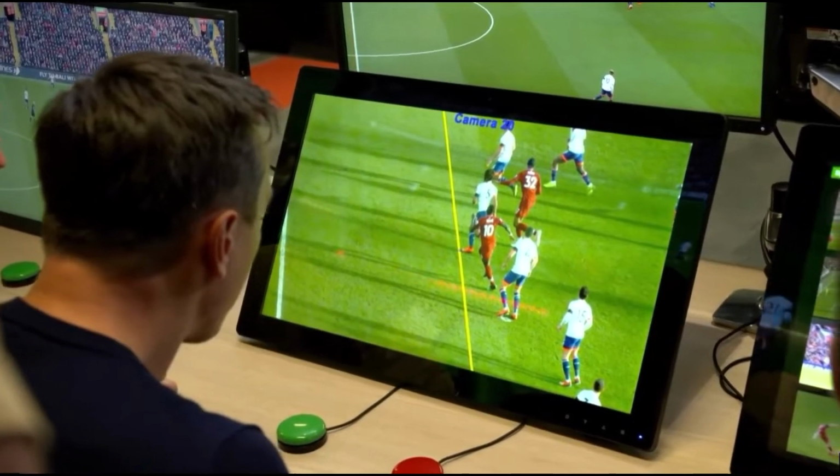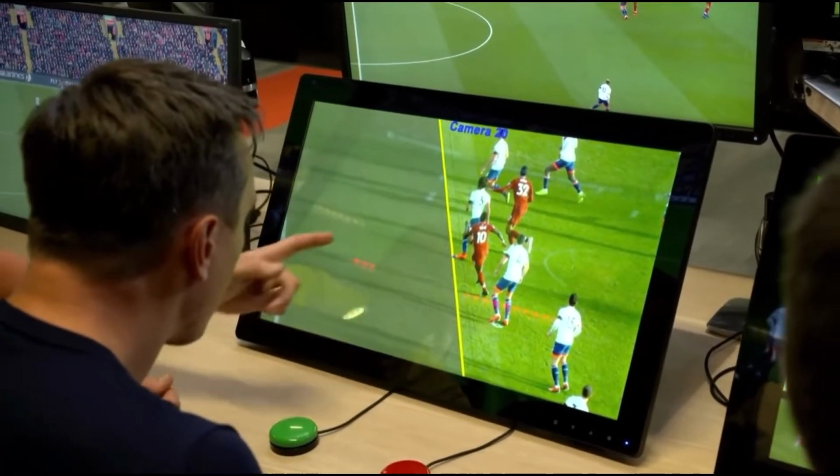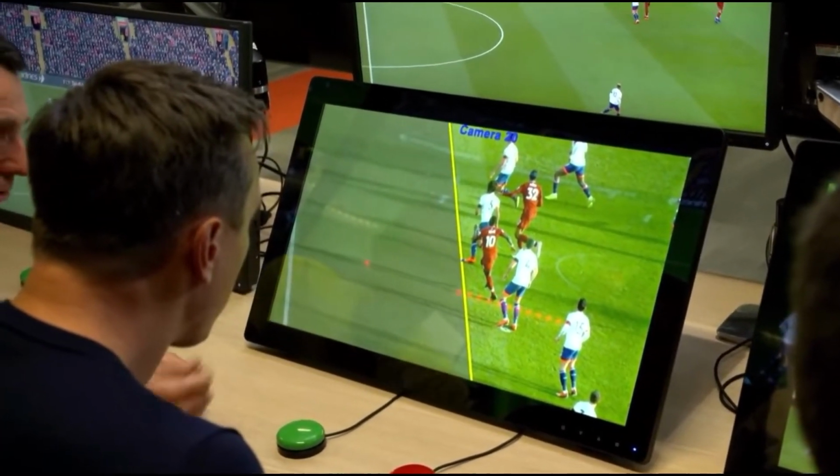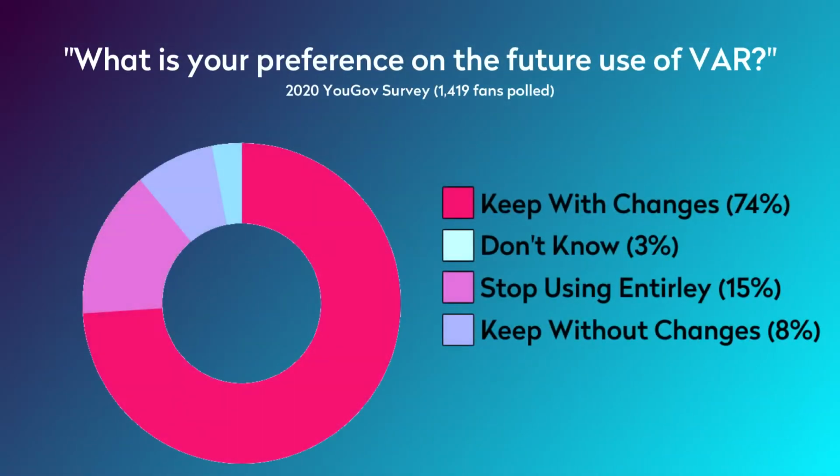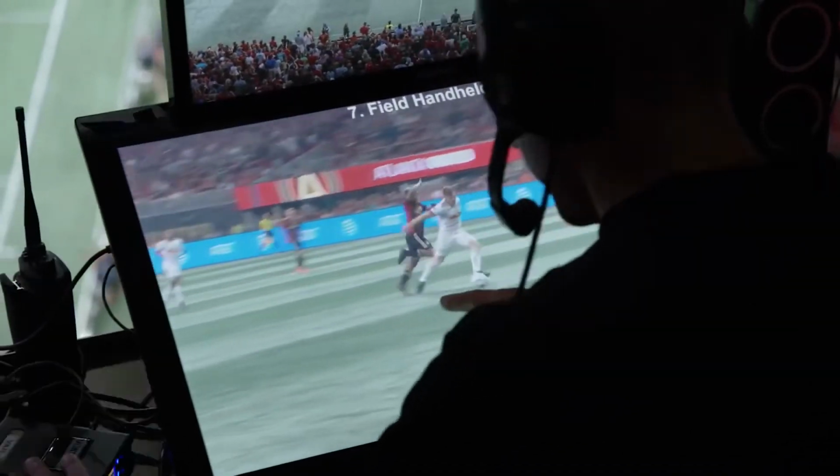So surely with all the negativity surrounding VAR, the majority of fans would be in favour of getting rid of it entirely. That proved not to be the case, as 74% voted to keep VAR in the game, provided that significant changes were made going forward. Only 15% wanted it to stop being used entirely, and 8% were happy to keep VAR in its current format. So what would those changes be?